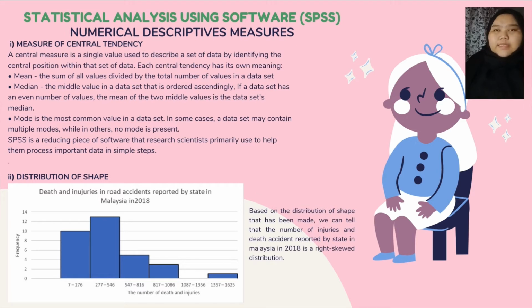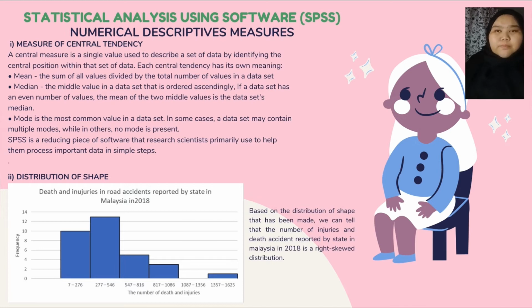I will be presenting the statistical analysis using software. The first one is numerical descriptive measures, which is measures of central tendency. A central measure is a single value used to describe a set of data by identifying the central position within the set of data. Each central tendency has its own meaning.